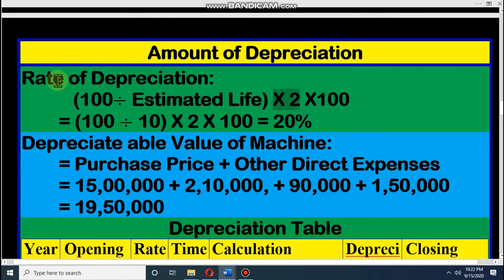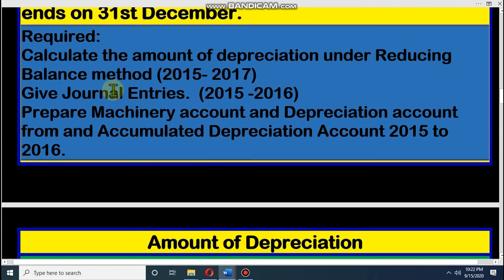The rate of depreciation under the reducing method or diminishing balance method is 100 divided by estimated life into 2, and this 100 is for percentage. Okay. So dear student, we have learned two things from here: first, how we can calculate the rate of depreciation, then the depreciable value. Now our requirement is to calculate the amount of depreciation under the reducing balance method.